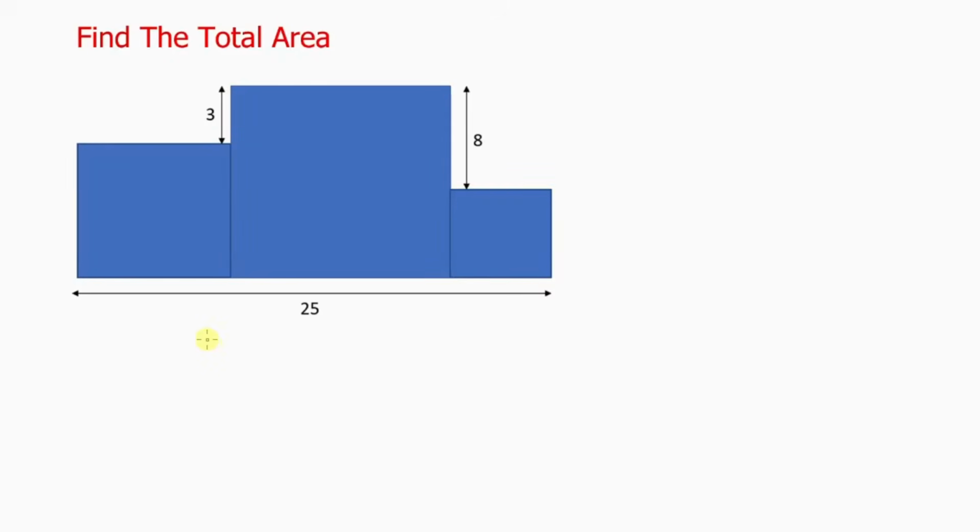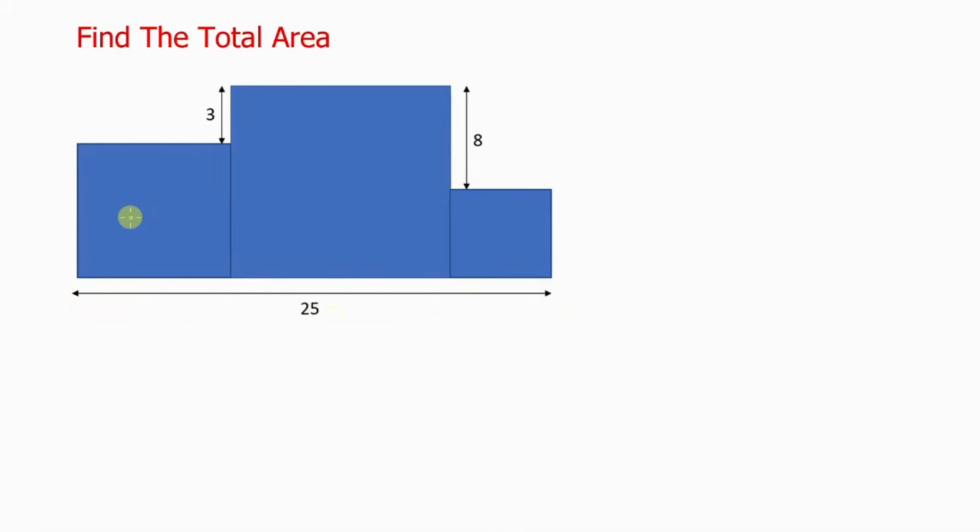What's going on, everybody? We have a nice and beautiful question on the board that says, find the total area. We have three squares: the biggest square, the medium square, and the smallest square. The difference in height between the biggest square and the medium square is 3, while the difference in height between the biggest square and the smallest square is 8. Then we have a total base of 25.